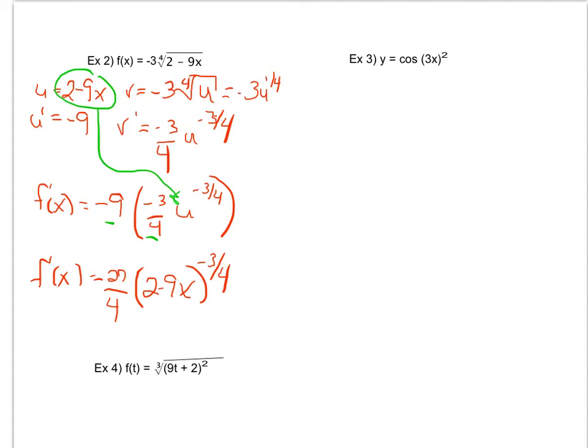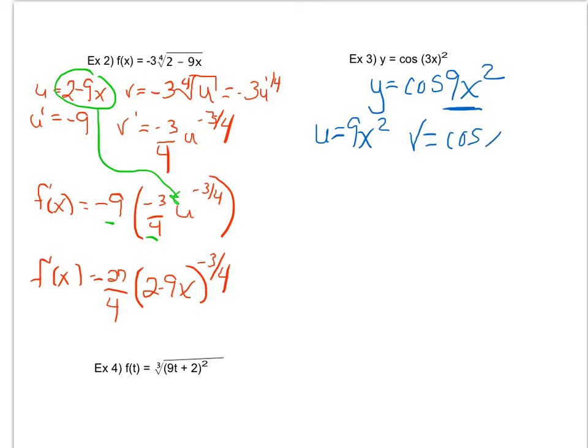If I look at number 3, first thing I'm going to notice is this is the same thing as y equals cosine of 9x squared. And now remember, we use trig functions to take a trig function of our inside function. So I'm taking cosine of this inner function. So for that reason, my inside function is going to be 9x squared. My outside function is going to be cosine of, and I should say of u to stay consistent, so cosine of u.